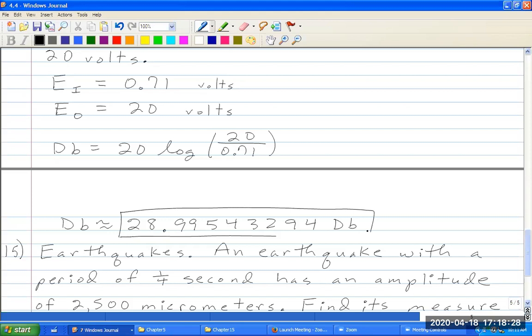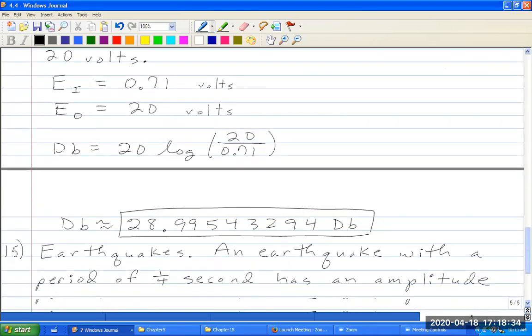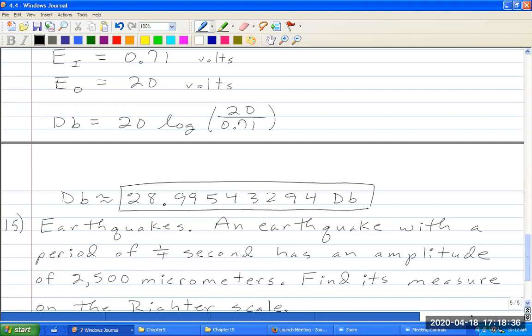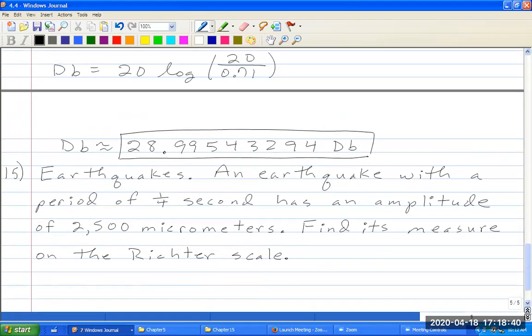They don't tell me how many decimal places, so I'll just leave it like that. So approximately 29 decibels. Please be sure you use the common logarithm in this case.